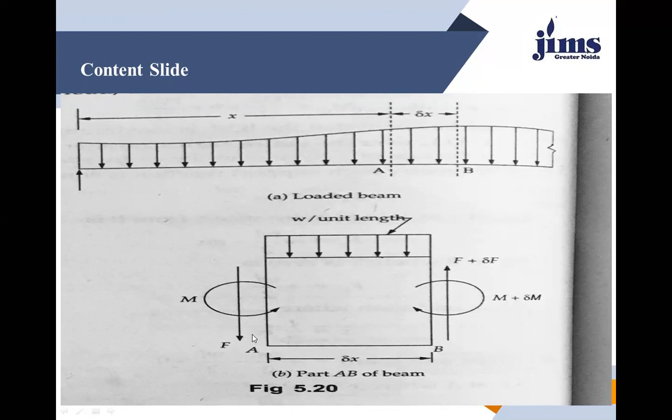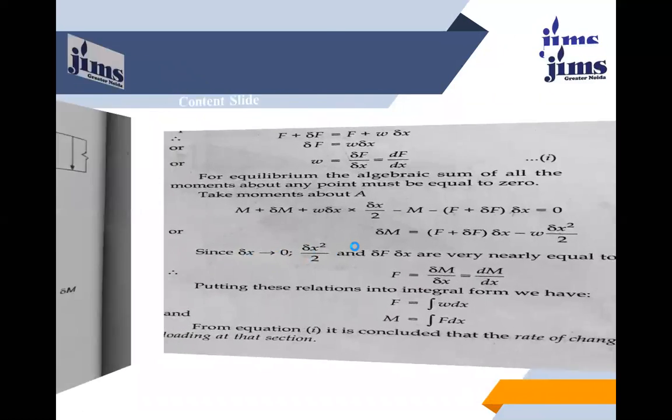And the distance between A and B is delta x, and the load on this is w per unit length. So it is not a UDL, but for a small part of the beam, we can assume that this load is around a UDL. So that is our load. Then we have to calculate the relationship.